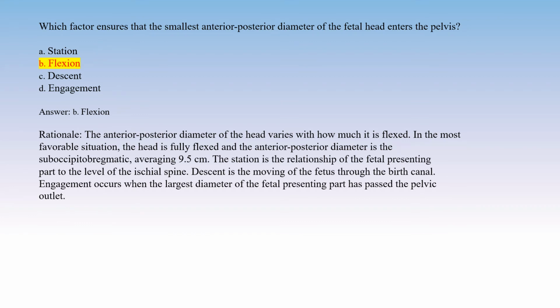Answer: B. Flexion. Rationale: The anterior-posterior diameter of the head varies with how much it is flexed. In the most favorable situation, the head is fully flexed and the anterior-posterior diameter is the suboccipitobregmatic, averaging 9.5 centimeters. The station is the relationship of the fetal presenting part to the level of the ischial spine. Descent is the moving of the fetus through the birth canal. Engagement occurs when the largest diameter of the fetal presenting part has passed the pelvic outlet.